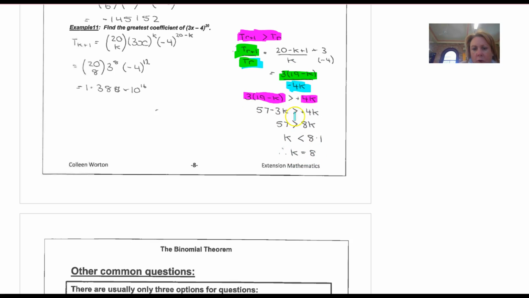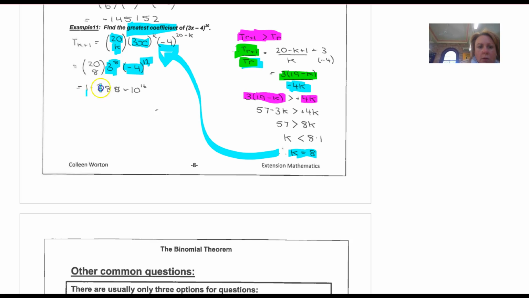So I get k, working it down with algebra, you can work it down. I get k is 8, so I want the greatest coefficient, so I sub in 8 into my finding the term. 20 choose 8, 3, I don't need the x because it's only the coefficient, so it's 3 to the 8 minus 4 to the 12, and I get the greatest coefficient.